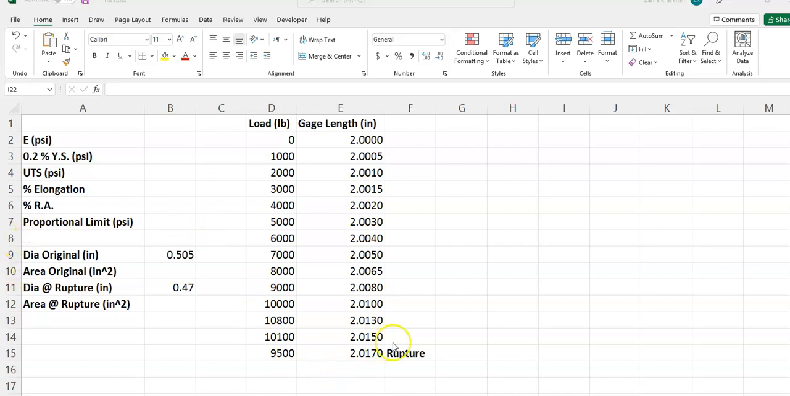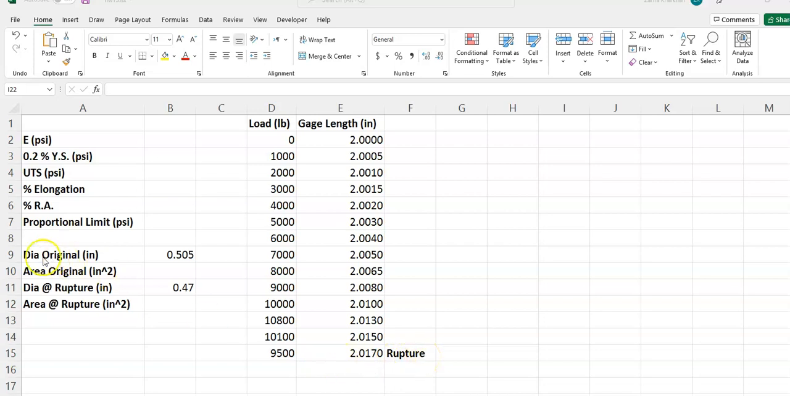Hi everyone. In this video I'm going to show you how to create a plot of stress and strain. We are given this information. These loads are applied to a tensile sample and the gauge length has been measured during the tensile test. So the original gauge length is 2 inches. As we increase the load, the gauge length is increasing and at this point rupture happens.